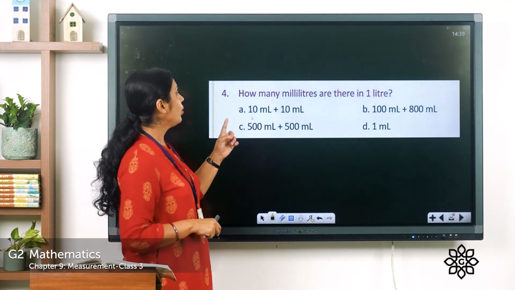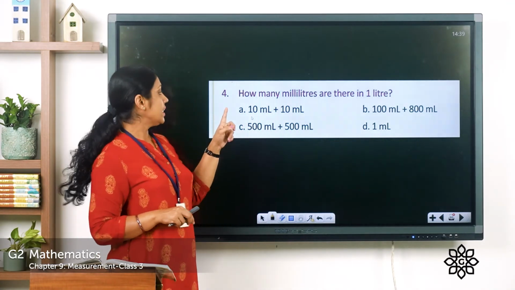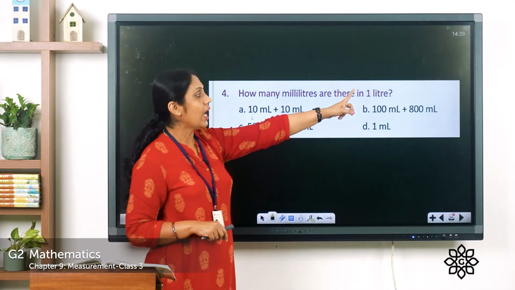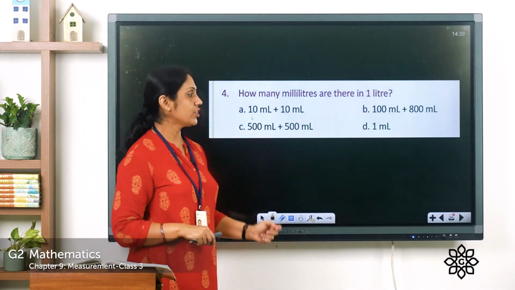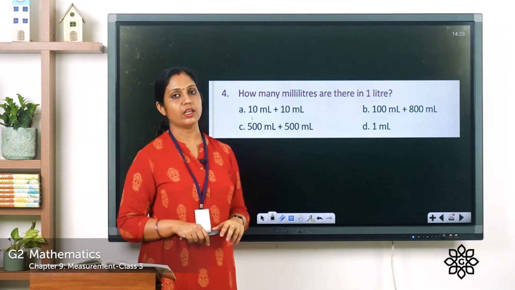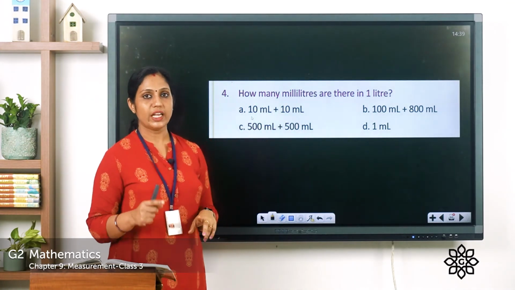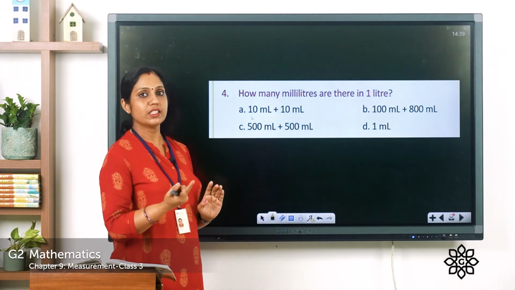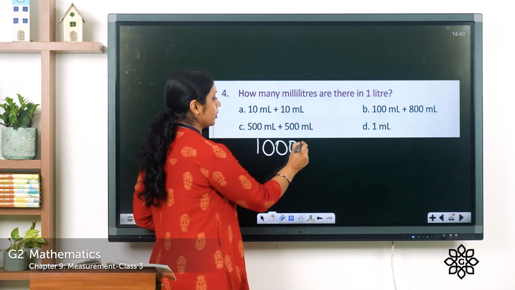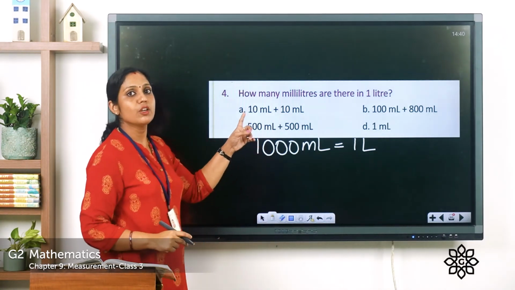Fourth question. How many milliliters are there in 1 liter? Let's look at the options. A, 10 milliliter plus 10 milliliter. Option B, 100 milliliter plus 800 milliliter. C, 500 milliliter plus 500 milliliter. D, 1 milliliter. And what's our question? How many milliliters are there in 1 liter? So we have learned 1000 milliliter is equal to 1 liter, right? 1000 milliliter is equal to 1 liter. Now we have to find out from this which is the correct option.